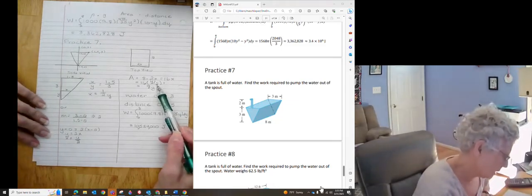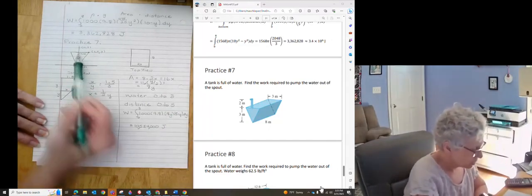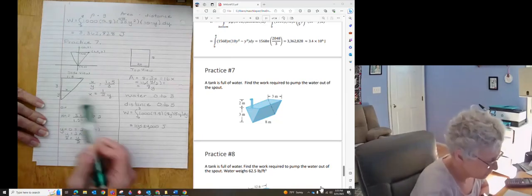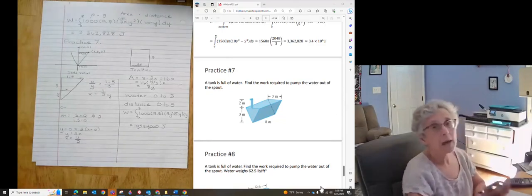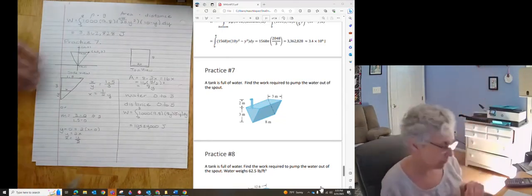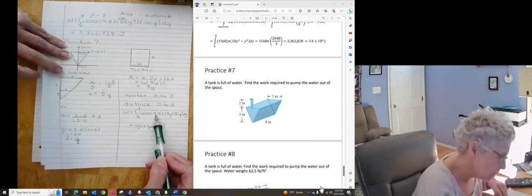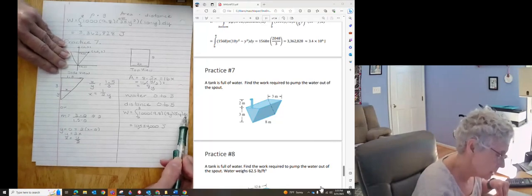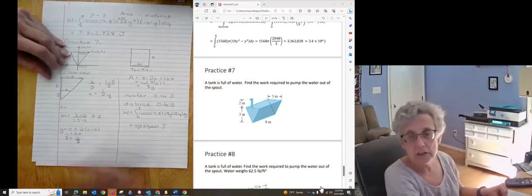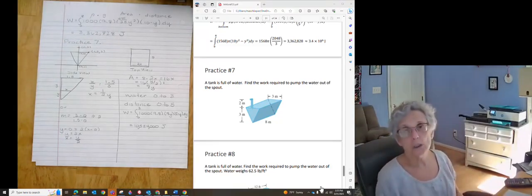So 16 times y over 2 is 8y. The water's going from 0 to 3. It has to travel up to the top of the spout, so it has to get all the way up to 5. So rho times g times area times distance times the thickness of a slice gives me about 10 million joules.